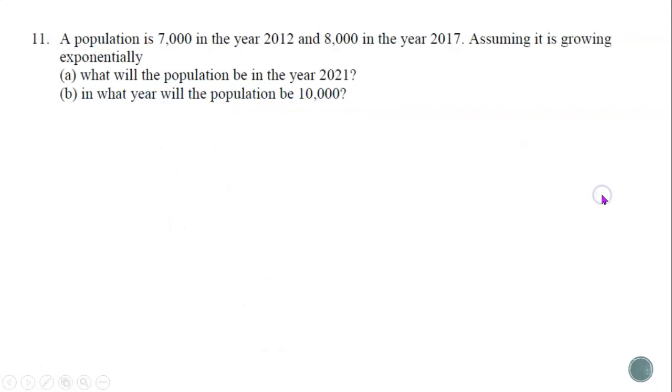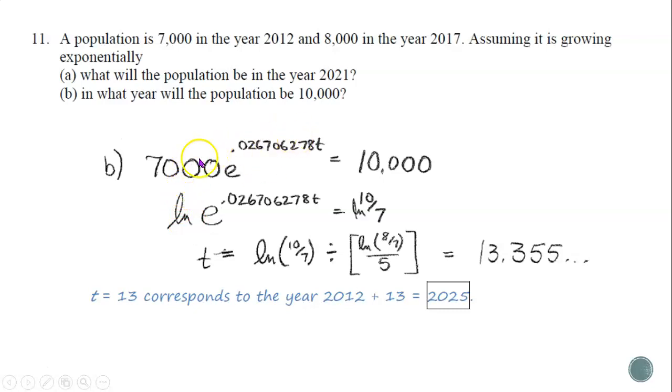Now part B, in what year will the population be 10,000? So we take that formula we got for the population, and we're trying to find what t has to be for that to equal 10,000. So set it equal to 10,000 and solve for t. Divide both sides by 7,000. Then take natural logs of both sides. Then divide both sides by 0.0267, that number. Here I have it in its original form. And I end up with 13.355.